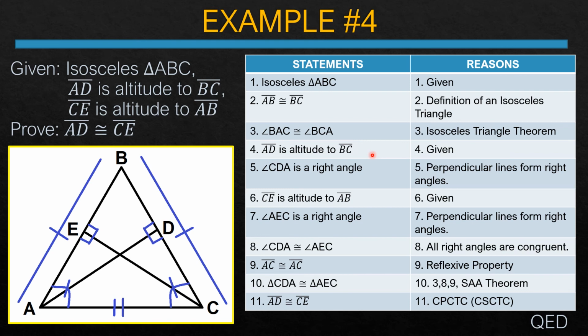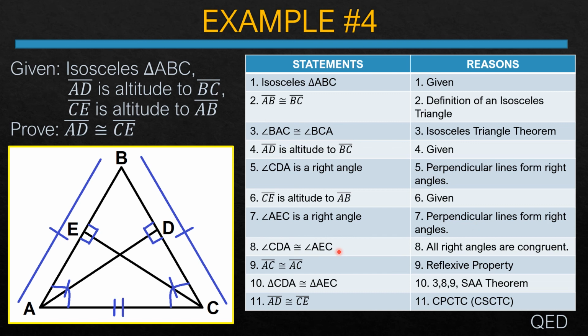Statement number 4 is another given. Line segment AD is altitude to line segment BC. Statement 5 is a consequence of statement 4. Angle CDA is a right angle because perpendicular lines form right angles. Statement 6 is another given. Line segment CE is altitude to line segment AB. Statement 7 is the consequence of statement 6. Angle AEC is a right angle because perpendicular lines form right angles.